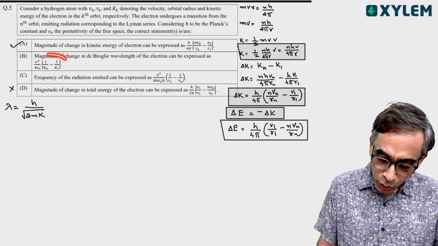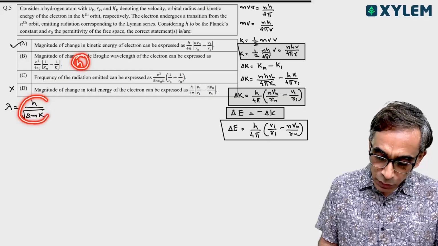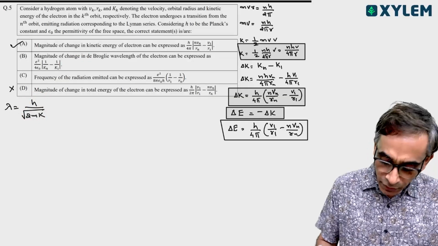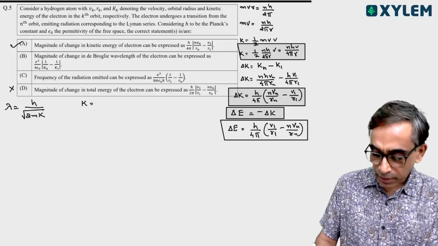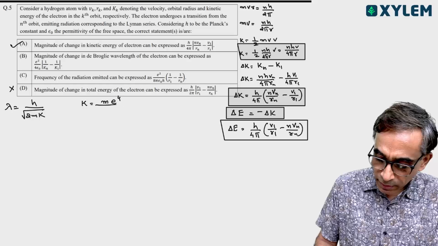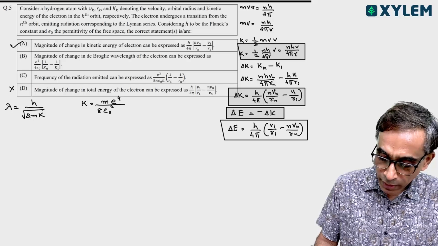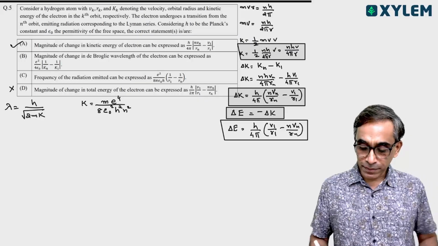And more than that, do you see h here? h is absent. So why can't we substitute h from this one? We already know that kinetic energy in the hydrogen atom is given by m e^4 divided by 8 epsilon 0 squared h squared n squared. We already know this equation.